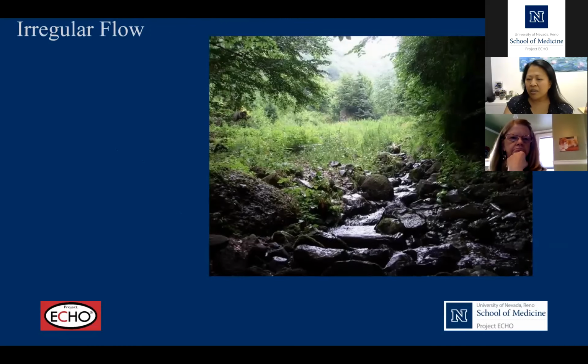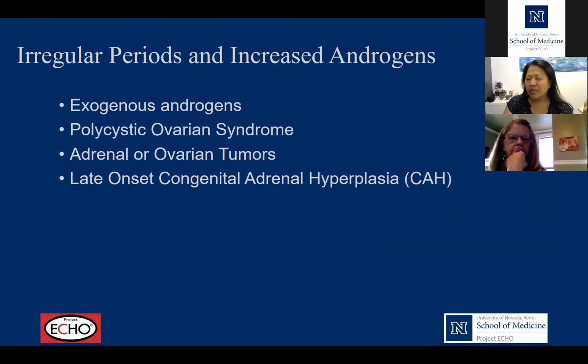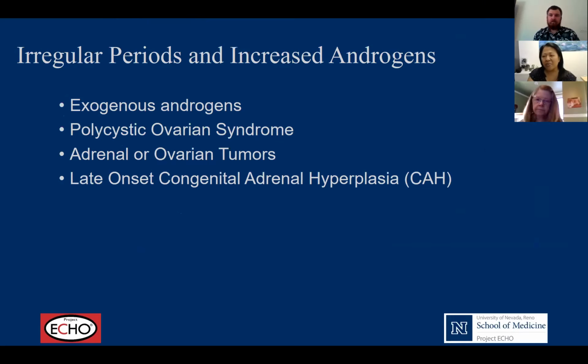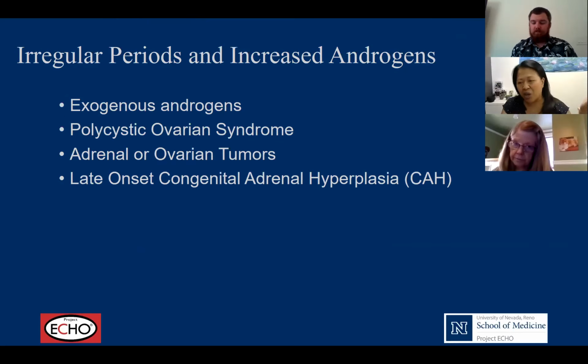So this is irregular flow, and this is where you worry about irregular periods being caused by increased androgens, which the differential includes exogenous androgens. I have had one girl who was buying supplements from GNC that included androgens. She wanted to get some muscle building, and it was because of that that her period stopped. So I had her stop doing that, and her periods came back.